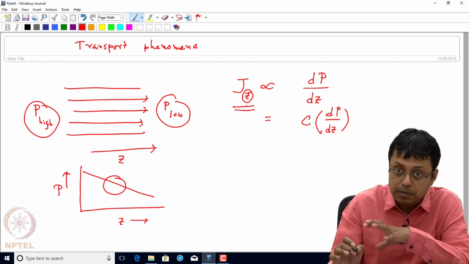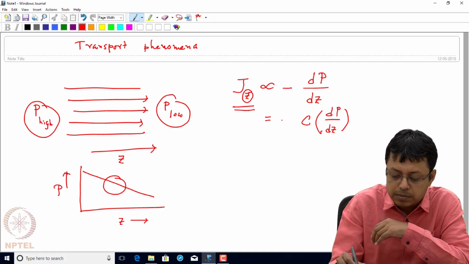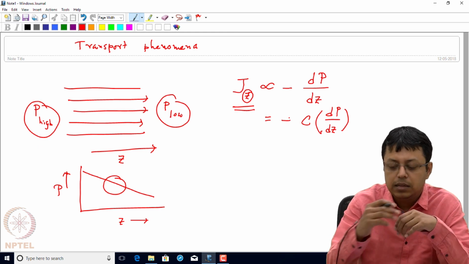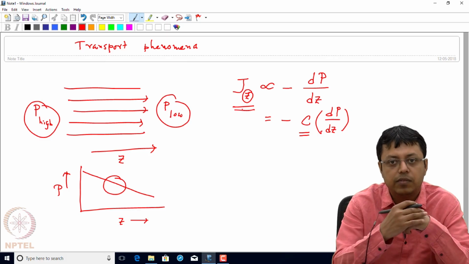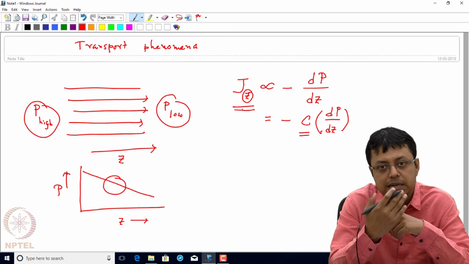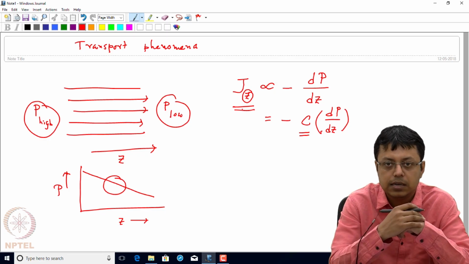So in order to keep the formulation consistent, we introduce a negative sign here, so that this constant is also positive. My left hand side, the flux, is also positive, and dP/dz is negative, but if I take the negative of dP/dz, that is positive.